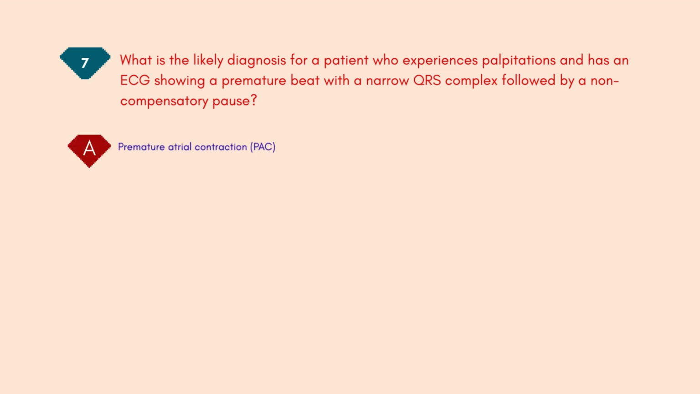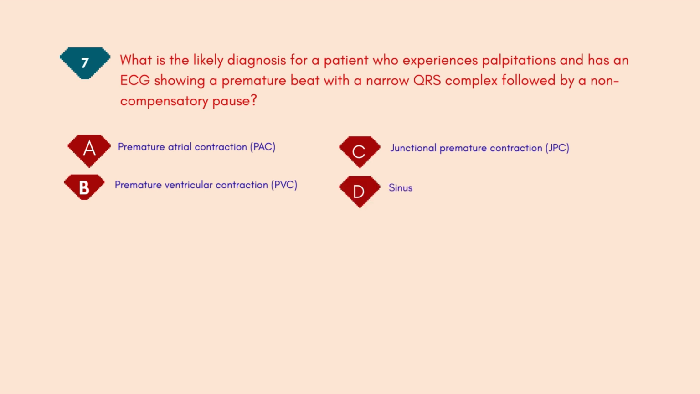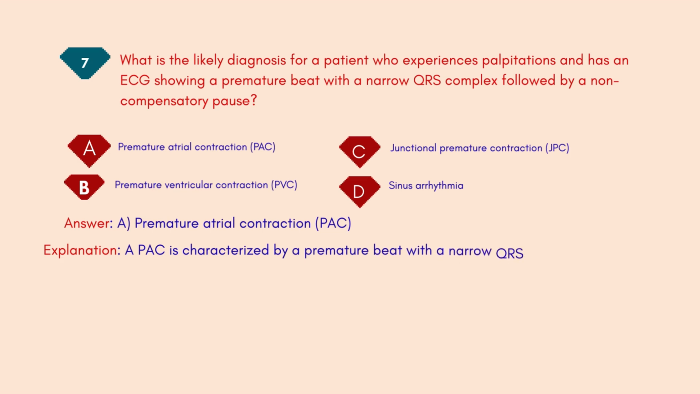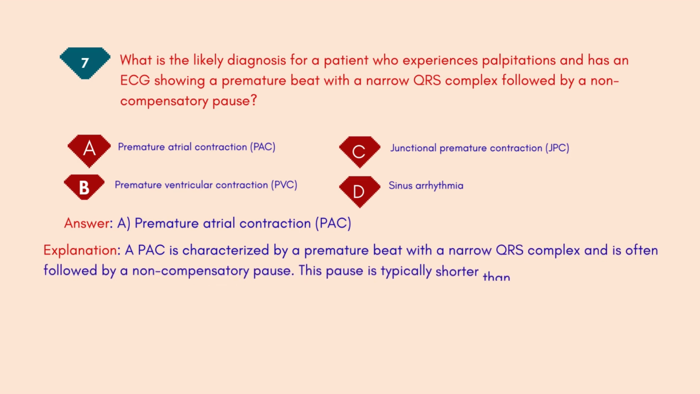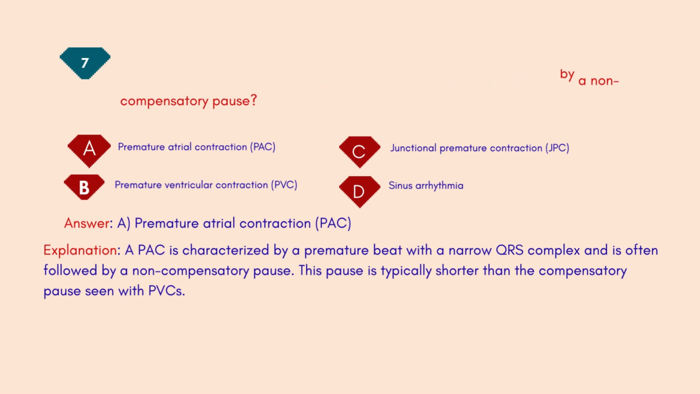A. Premature atrial contraction, PAC. B. Premature ventricular contraction, PVC. C. Junctional premature contraction, JPC. D. Sinus arrhythmia. Answer: A. Premature atrial contraction, PAC. Explanation: A PAC is characterized by a premature beat with a narrow QRS complex and is often followed by a non-compensatory pause. This pause is typically shorter than the compensatory pause seen with PVCs.